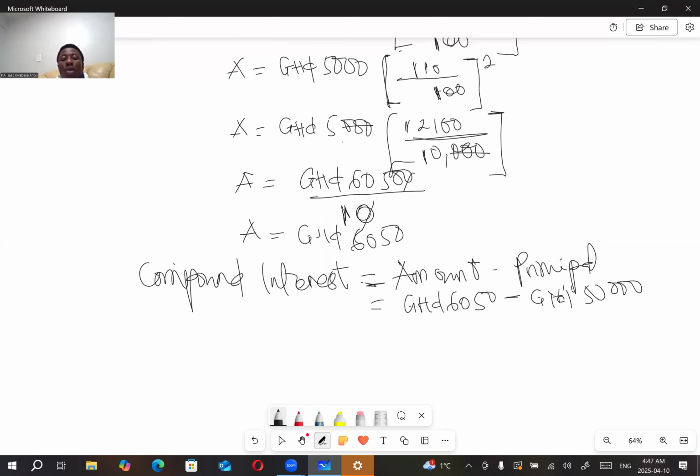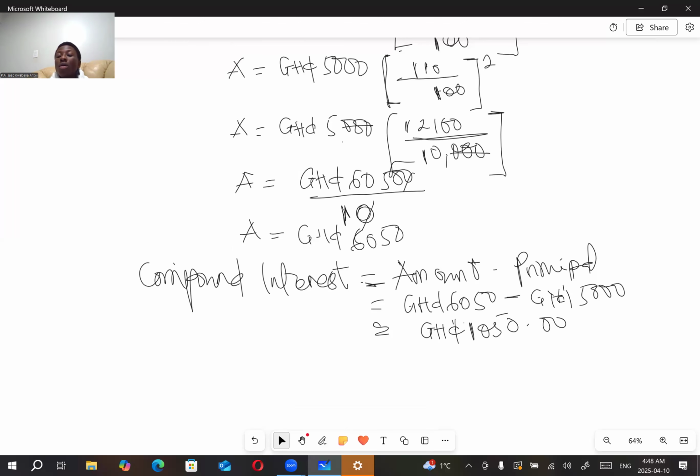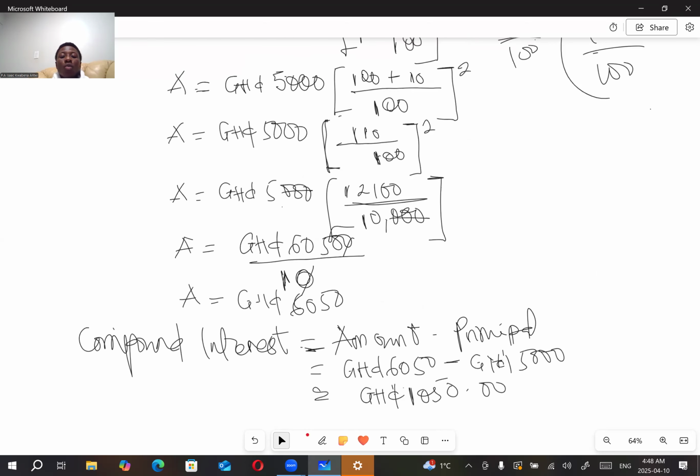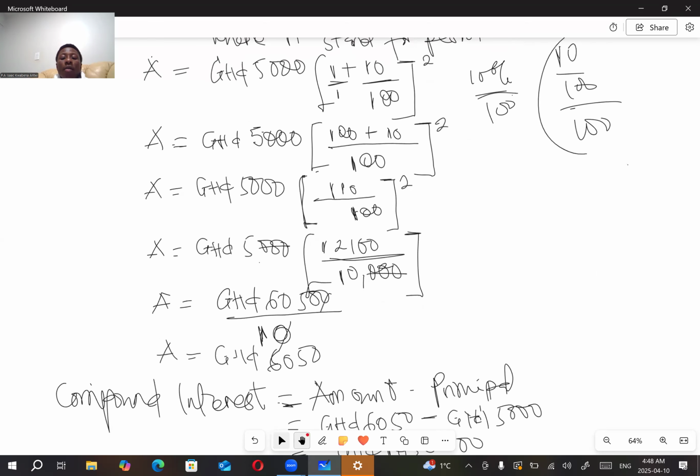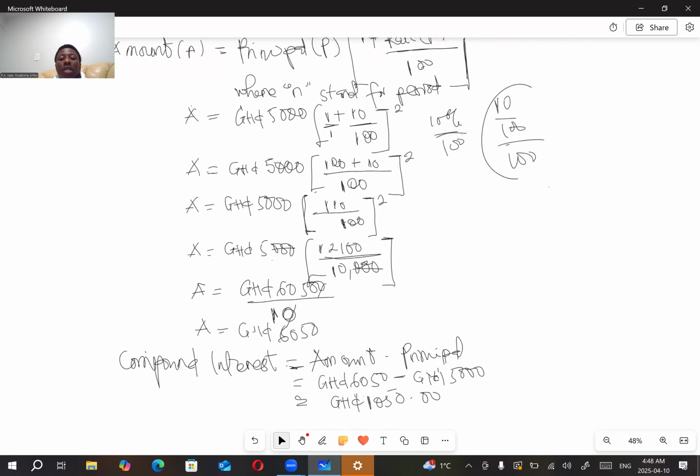Oh, let me do it well. So you're having 1,050. Yep. So this is the compound interest. Yeah, that's exactly what we had also, isn't it? So this is the beauty of the formula, but you are not a pro yet. We have to do the varying types of questions before you can be glad.